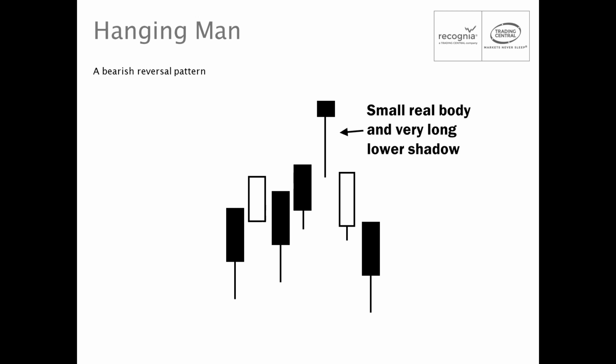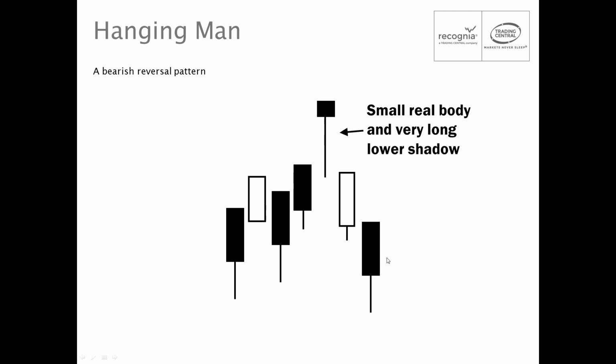Here's one called the hanging man, and as the name might suggest, is kind of an ominous sounding name of pattern. This is a bearish reversal pattern. So it sort of looks like a man hanging by his neck with his legs hanging down. It has a small real body and a very long shadow, and a hanging man comes at the end of an uptrend in the price of the stock. So here the price has been increasing. We have a hanging man.